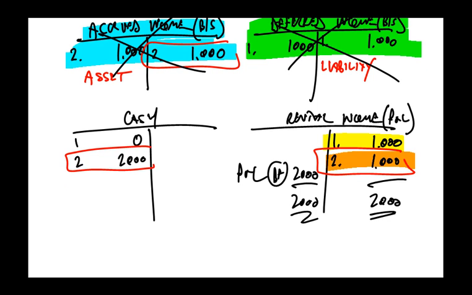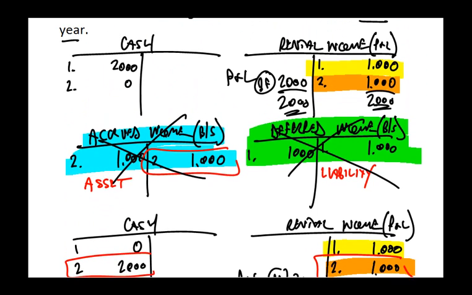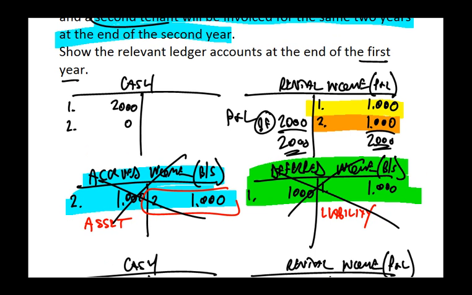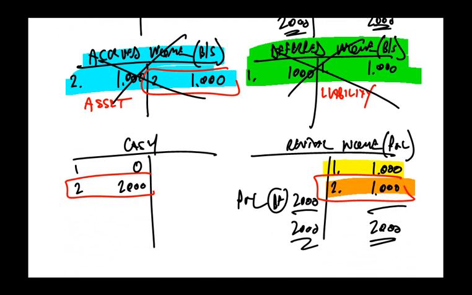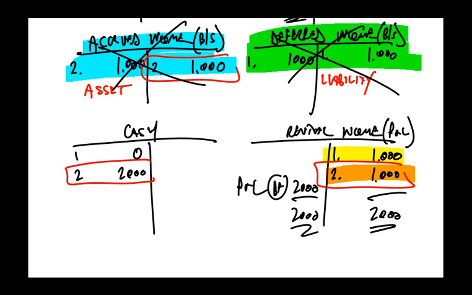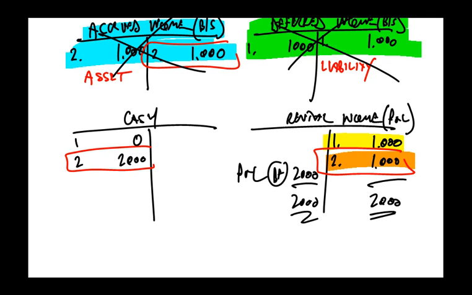So I hope that makes a little bit of sense of how we would deal with, firstly, the accrued and the deferred income in the first year to make sure that we're recognising the correct income for each tenant, but actually then how it would be reversed in the second year to make sure we're still recognising the correct income for each tenant. Well, I hope that's been useful.